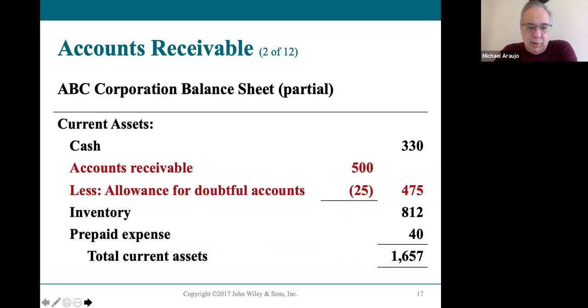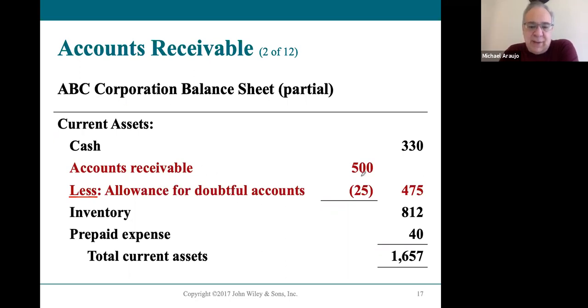So you just learned about the allowance for doubtful accounts. It's a real account. It comes right after the accounts receivable account. So it's an asset account, but it has a credit balance. So it's a contra asset account, just like the accumulated depreciation account is a contra asset account.